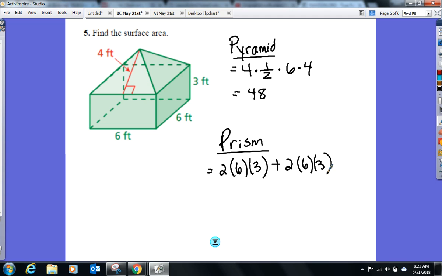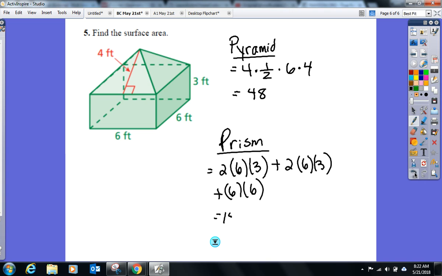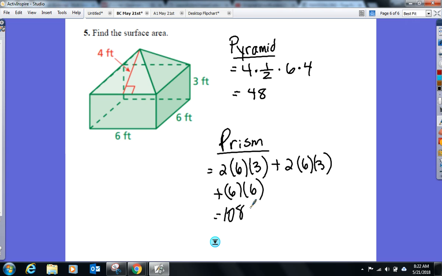Don't count the top base, count the bottom one, though. And that's a 6 by 6. And that came out to be a total area of 108. There we go. So your total here for this figure, 156 square feet. Questions?